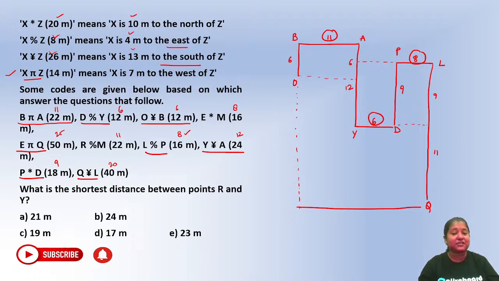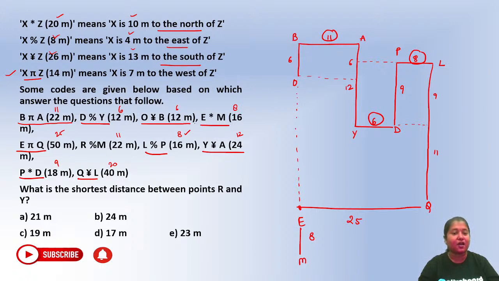So you can see this will be your point E. Okay, so this is your 25 kilometers. So we have got your E. Now we have E asterisk M. Asterisk means what? Towards the north. So you have 8 meters towards the north. So we know E is 8 meters north of M, right? Let's say this is your M, right? So 8 meters north. So we have E as 8 meters north of M.